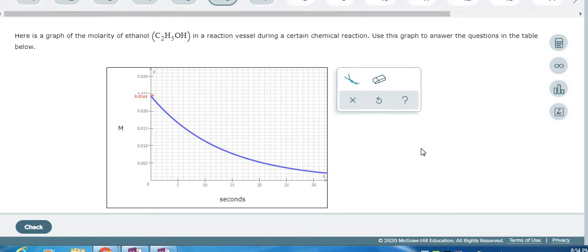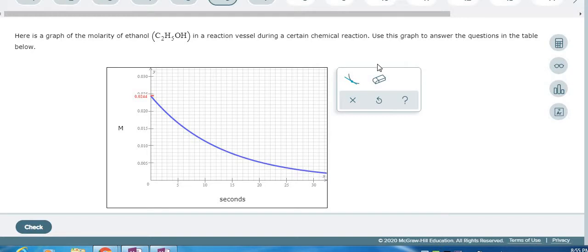Okay, here's an ALEKS problem that might seem a little bit tricky at first, but it's actually quite doable. It says, here is a graph of the molarity of ethanol in some vessel during some reaction. And it wants us to use this graph to answer the questions in the table below.